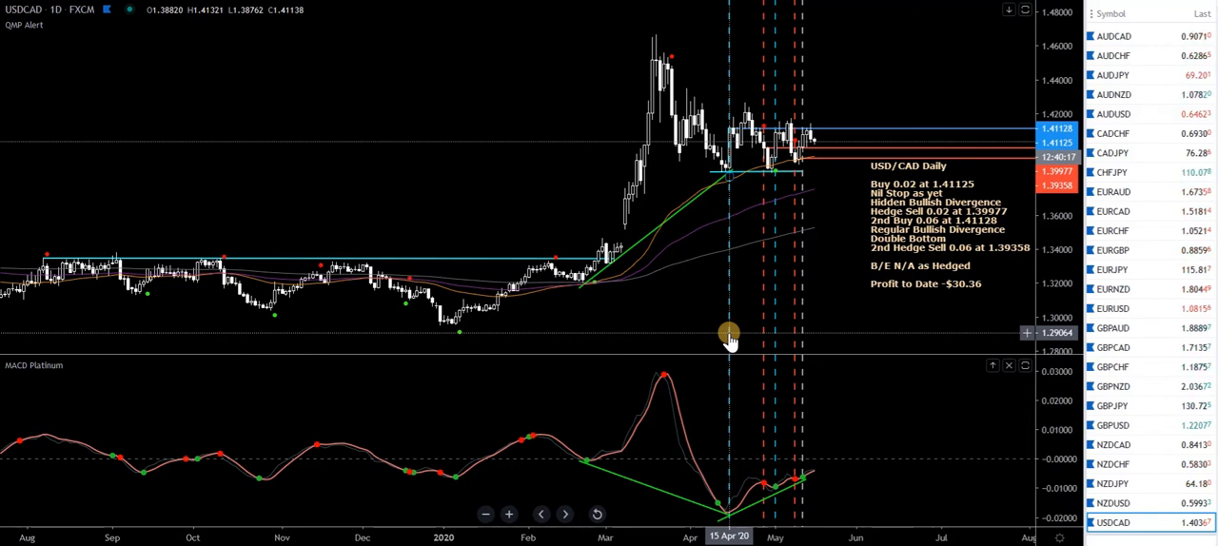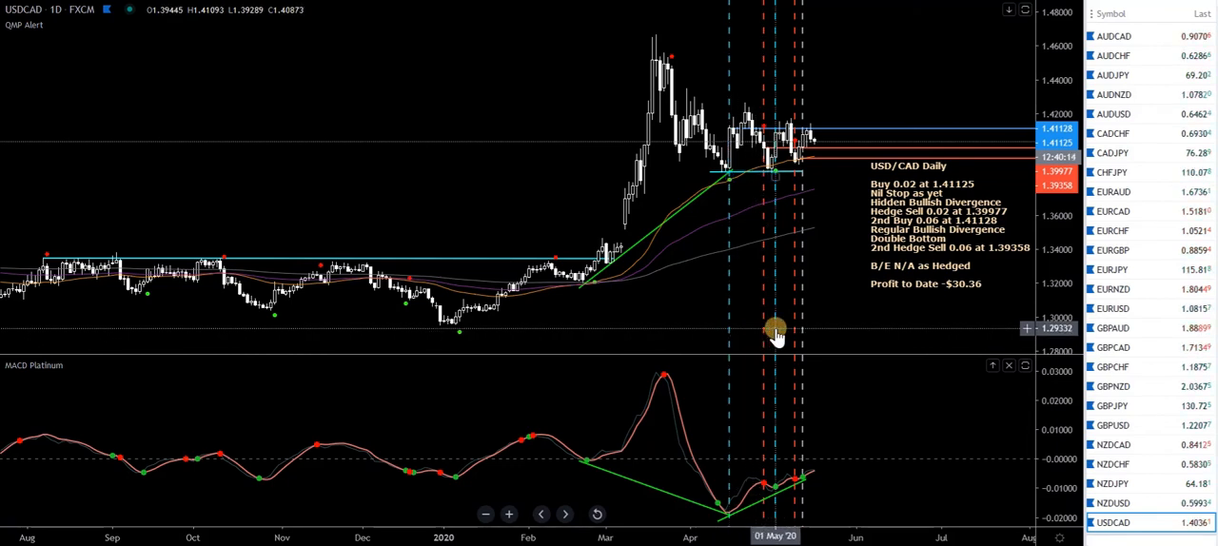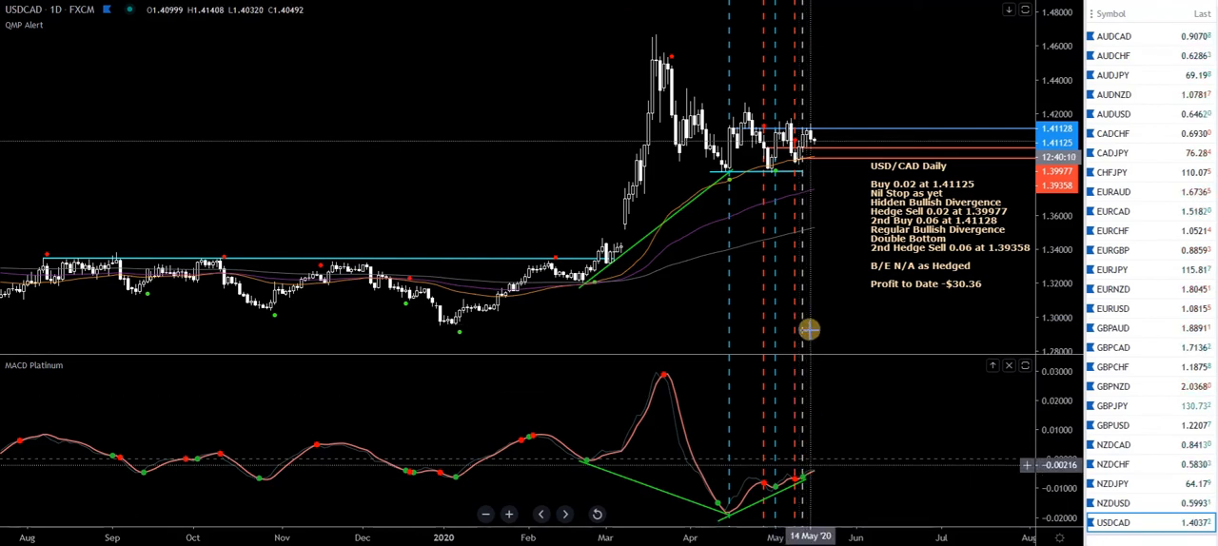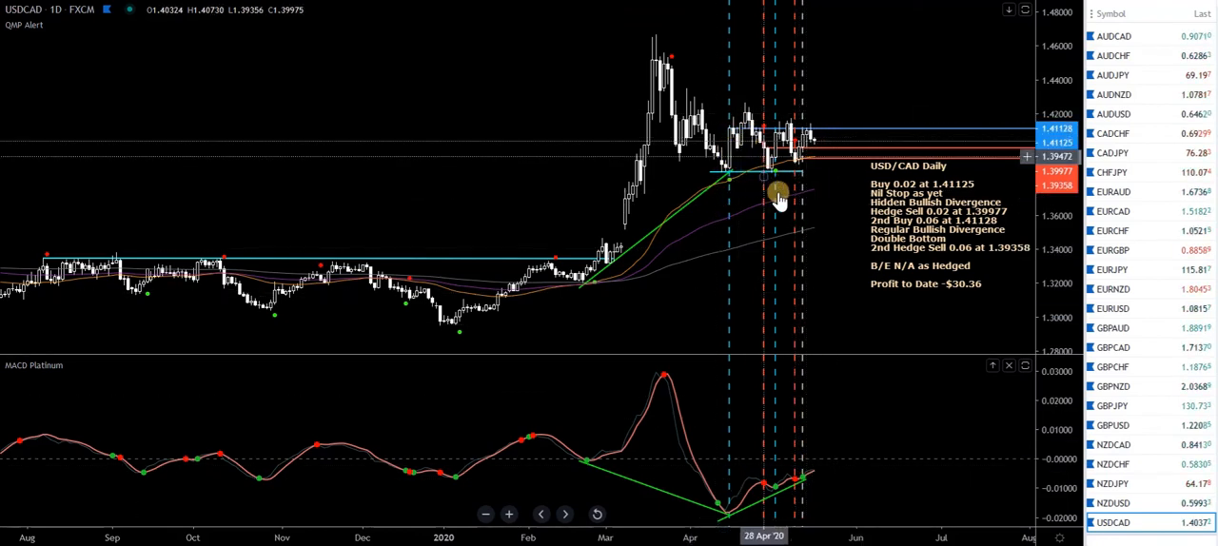So USD CAD: buy, hedge sell, second buy, second hedge sell, warning candle, got a green dot, nothing happening there. Stuck in these little ranges again.